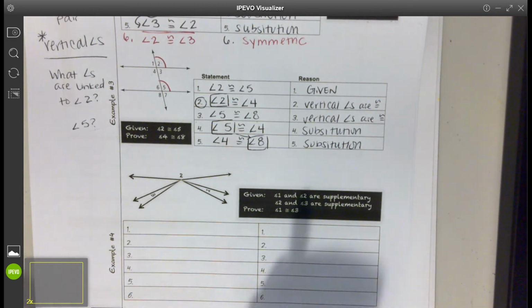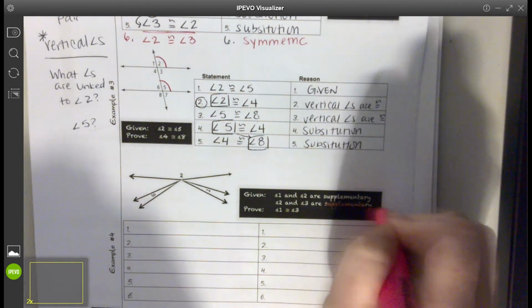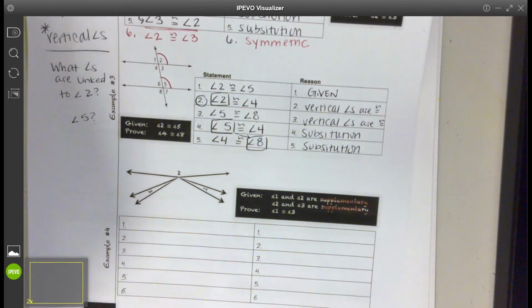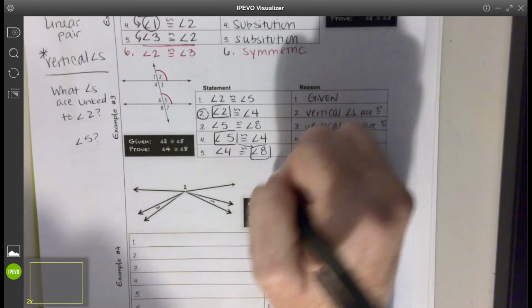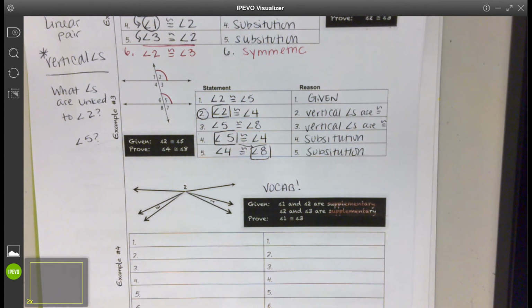All right, so it says given that angle 1 and 2 are supplementary, and then we have angle 2 and 3 supplementary, and we want to prove angle 1 is congruent to angle 3. First thing I see is vocabulary. Vocabulary is key. So you want to make sure you pay attention to your vocabulary. That's going to give you some clues.